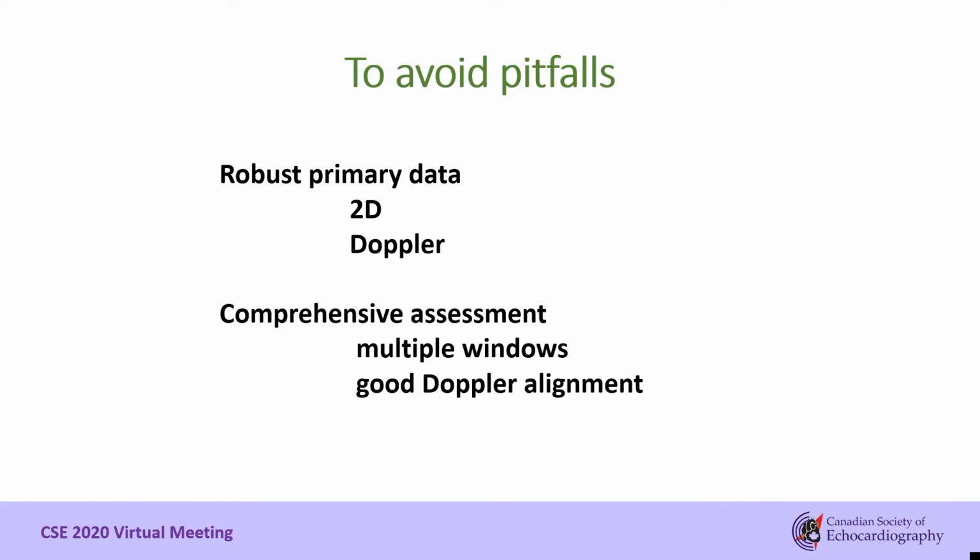To assess valvular dysfunction, multiple windows should be used, and good Doppler alignment with the velocity jet is essential. In order to achieve that, non-imaging probes should be readily used, especially in patients with aortic stenosis.